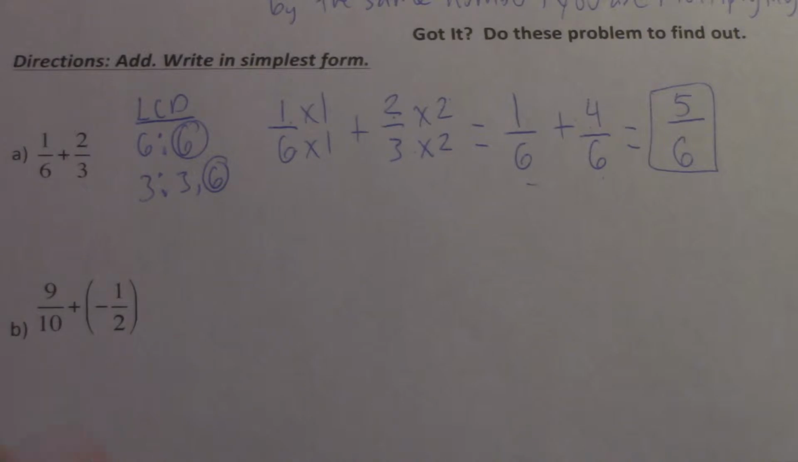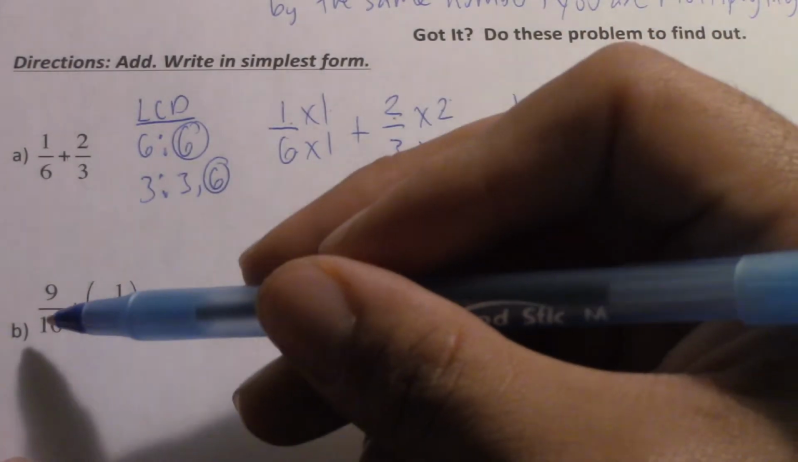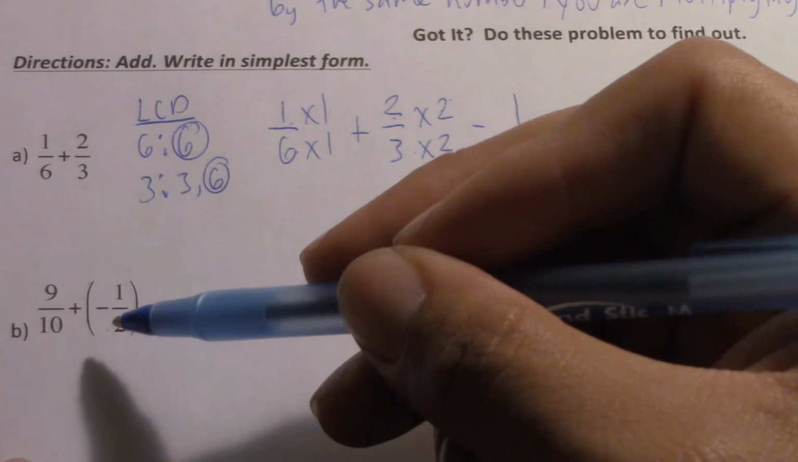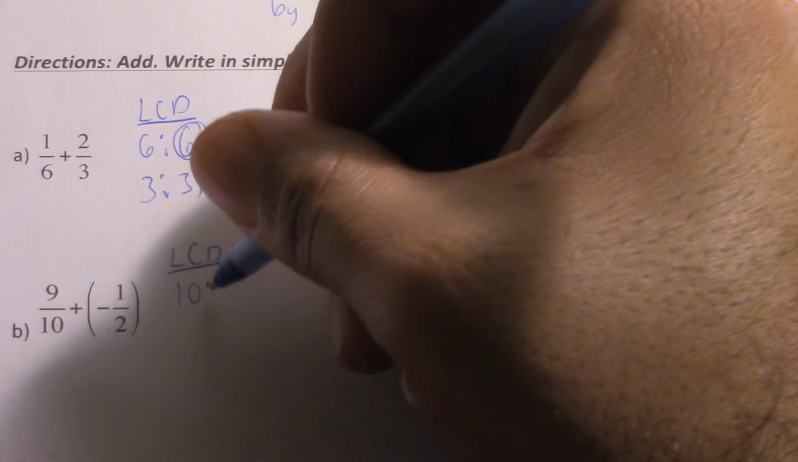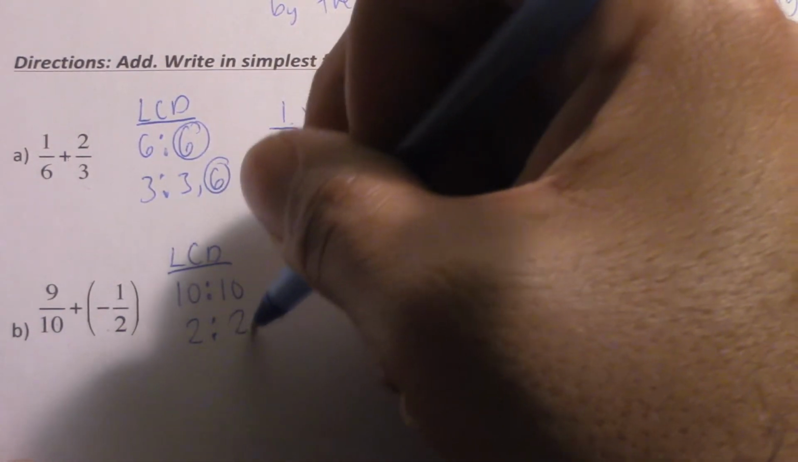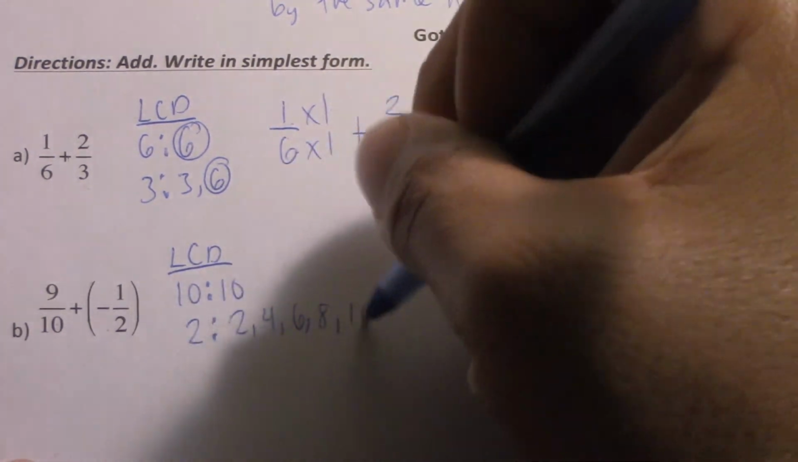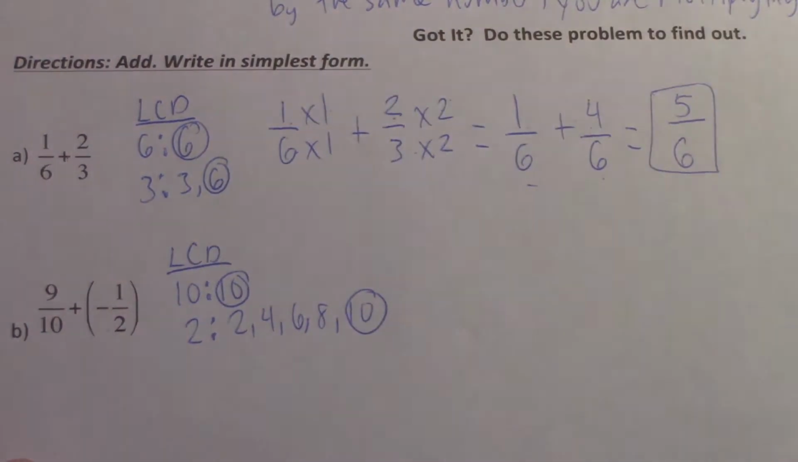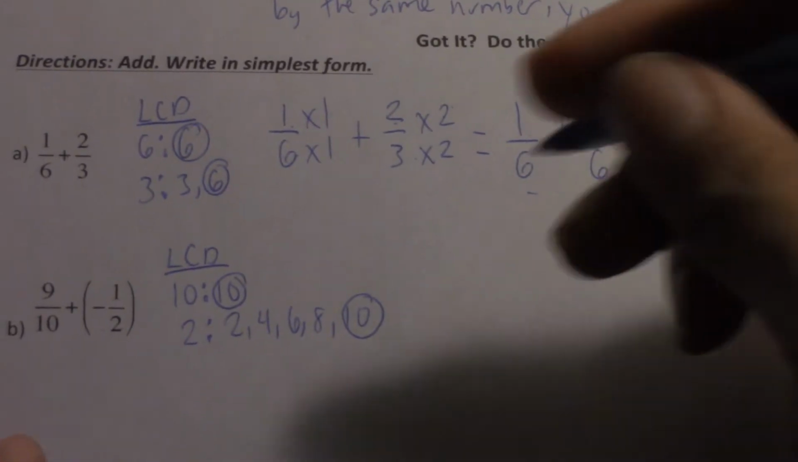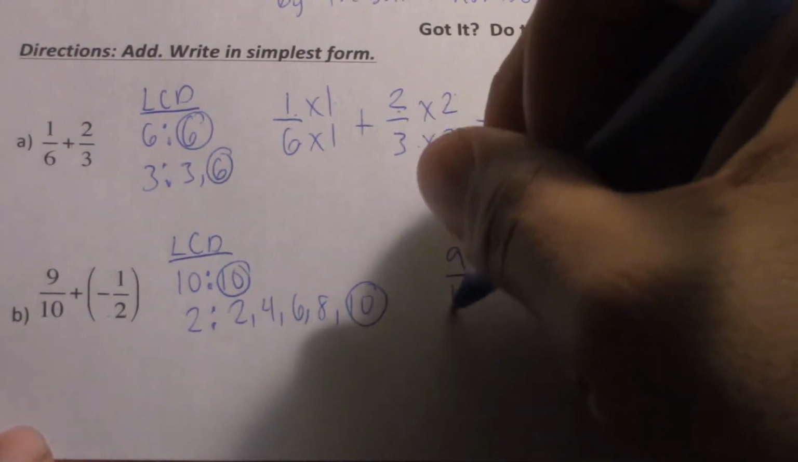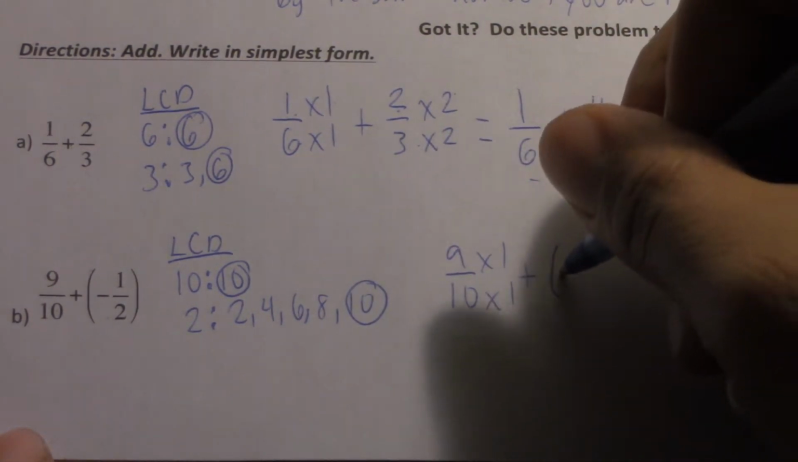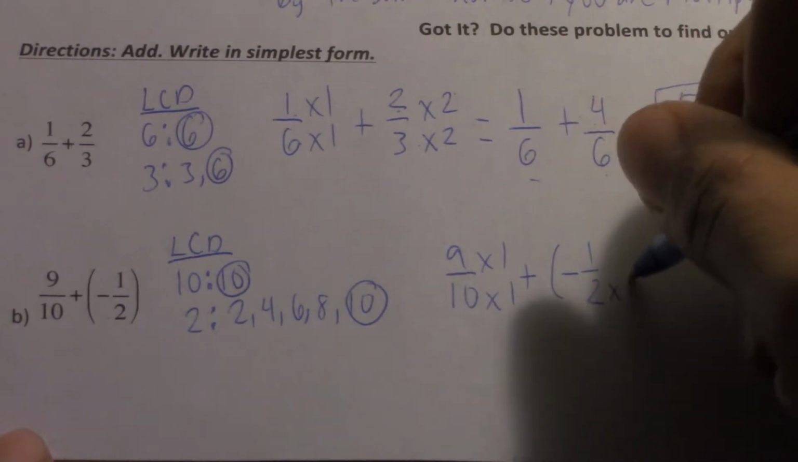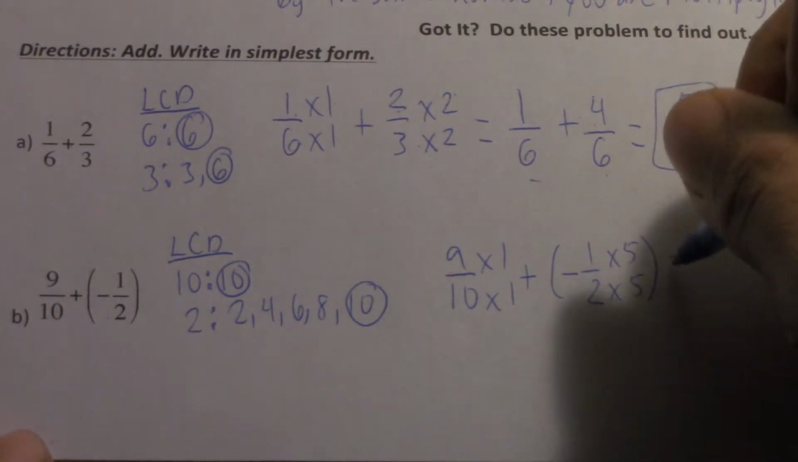9/10 plus -1/2. I notice that I have two denominators that are different. Therefore, I have to find the LCD for the fractions. LCD, common multiple of 10, we'll just keep it as 10 for now. Some common multiples of 2 include 2, 4, 6, 8, and 10. Bingo, there's our common denominator. Now let's use that to rewrite our fraction. 9/10 times 1 times 1 plus -1/2 times 5 times 5.